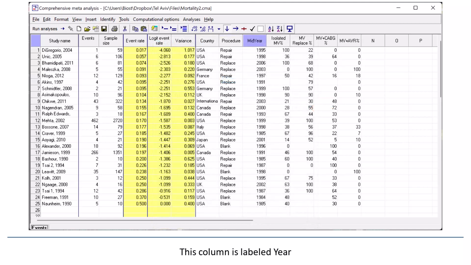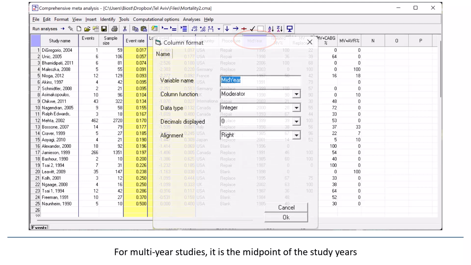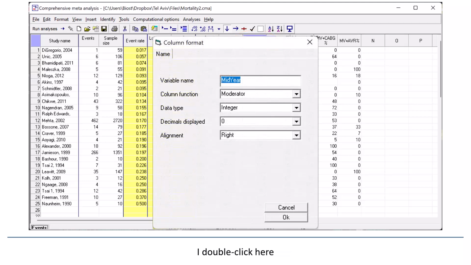This column is labeled year. This is the year the study was conducted. And for multi-year studies, it's the midpoint of the study years. I double-click here. The column function is a moderator. The data type is integer.